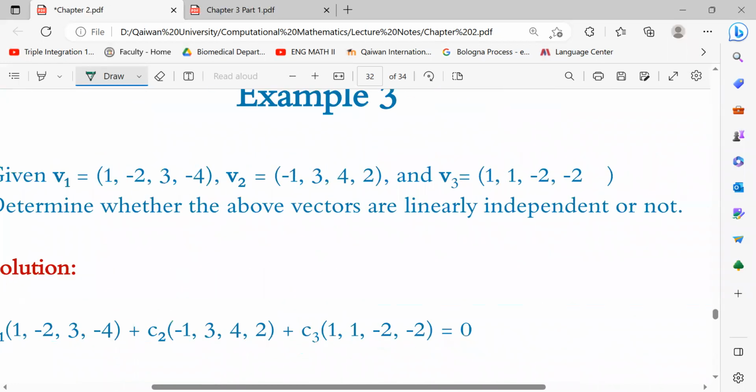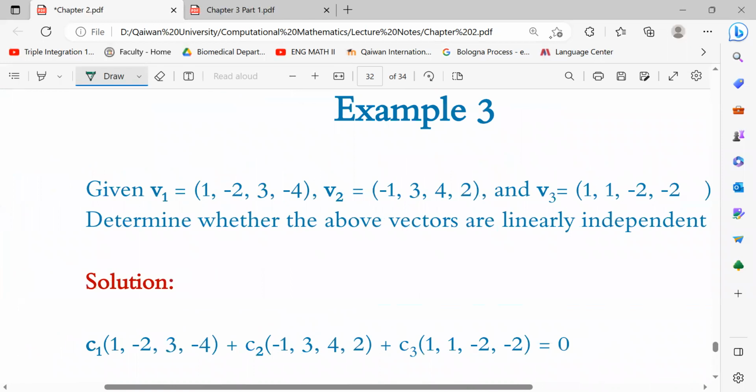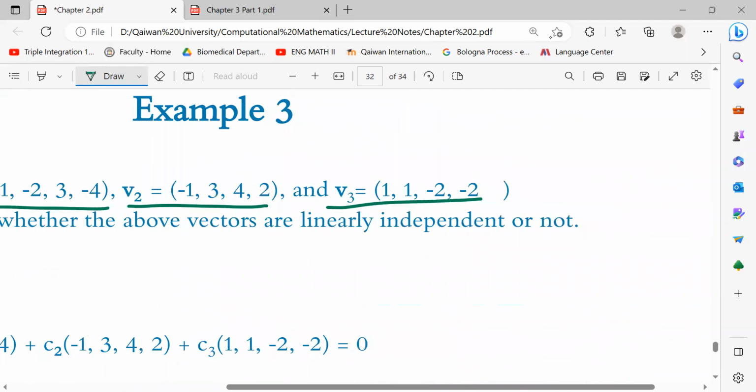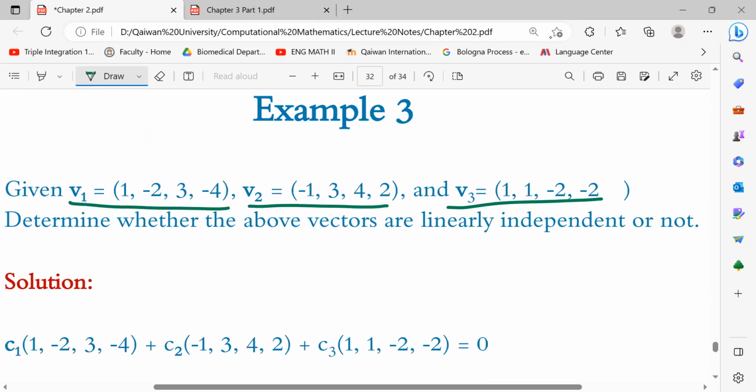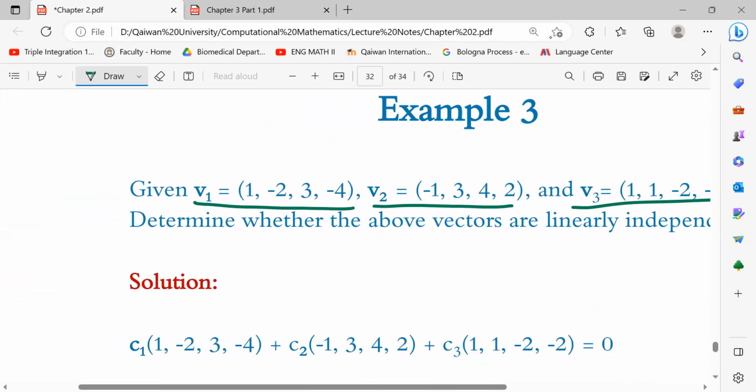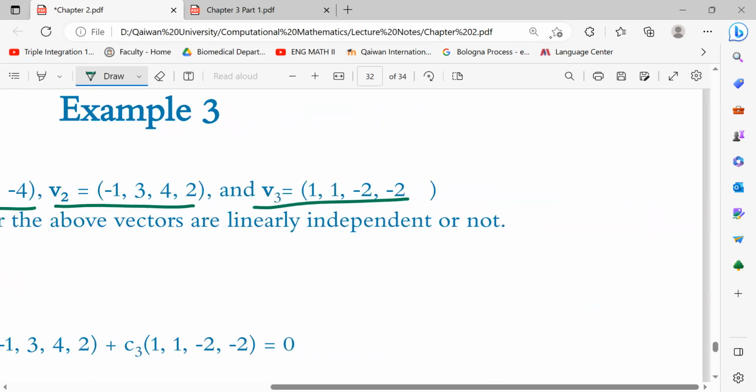Now you have another example. It's similar to the above ones. Here we have V1, V2, and V3. Determine whether these three vectors are linearly dependent or linearly independent. What we do, we say C1 V1 plus C2 V2 plus C3 V3 is 0.